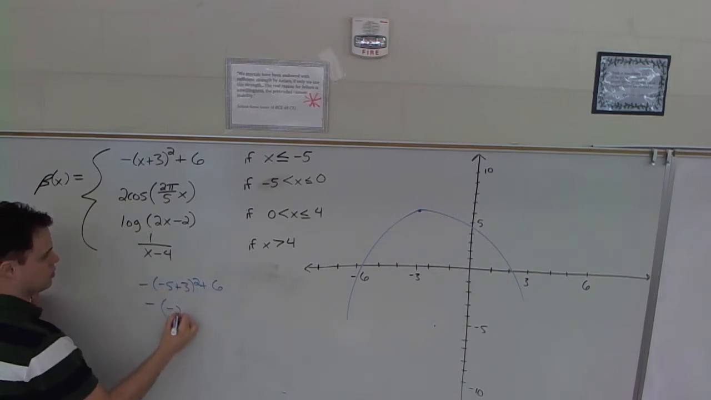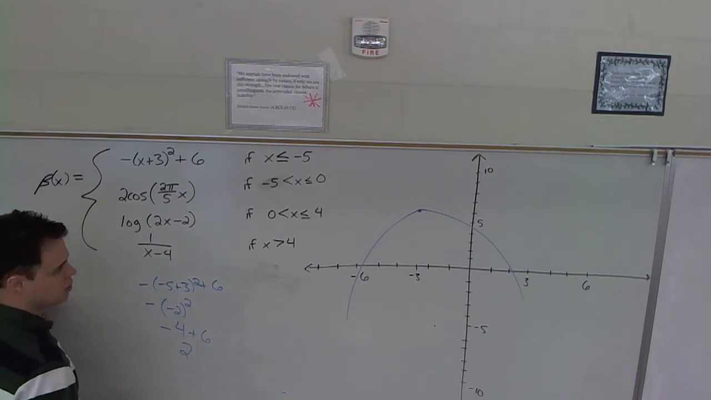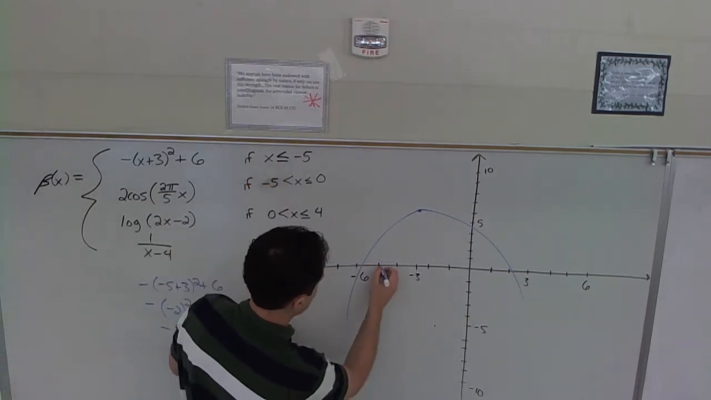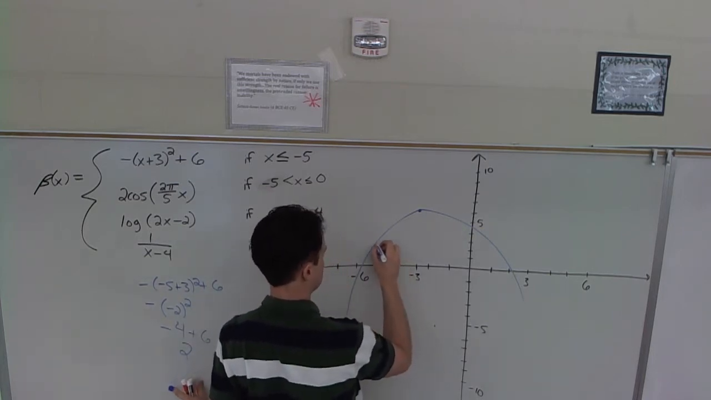So I think I'll get negative 2 inside. That becomes 4. And 6 minus 4 is 2. So at negative 5 right here, I'm too high. So actually my sketch isn't too bad.